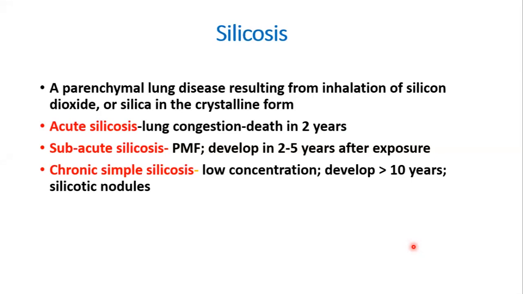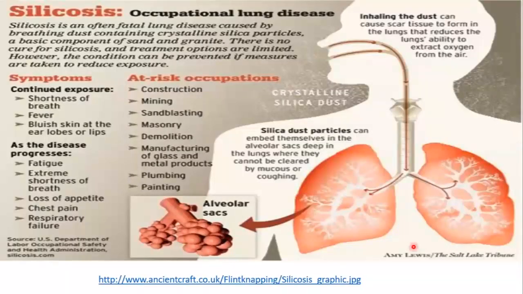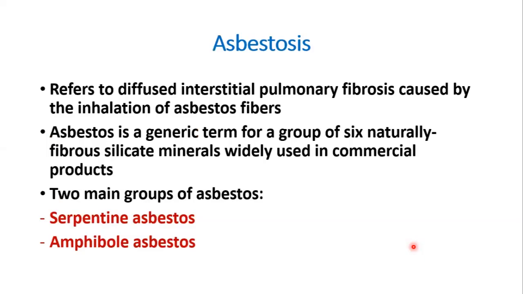And then you have chronic simple silicosis due to low concentration of dust, and this develops usually after 10 years, and people end up with silicotic nodules. If you do an X-ray, you'll see the silicotic nodules right there in the lungs. And this diagram summarizes what I think I need to know about silicosis, so pay attention to it.